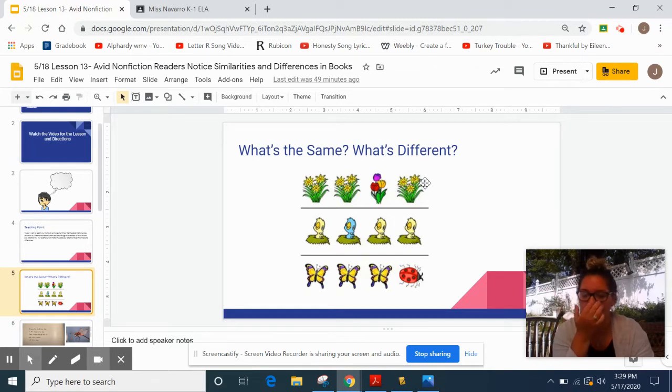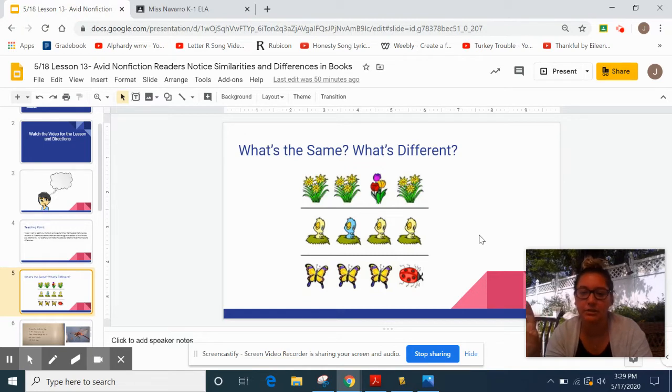Did you pick the tall yellow ones? Those are the same. Now point to the flowers that are different. I hope you pointed to the purple, yellow, and red ones. Now let's go to the next line with the birds. Point to the 3 birds that are the same. They are similar.